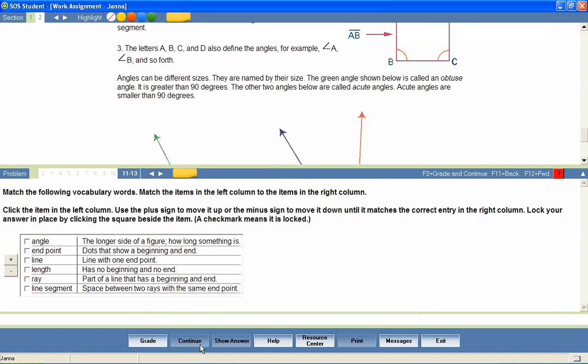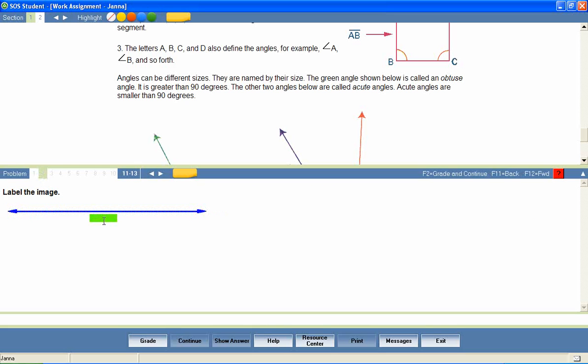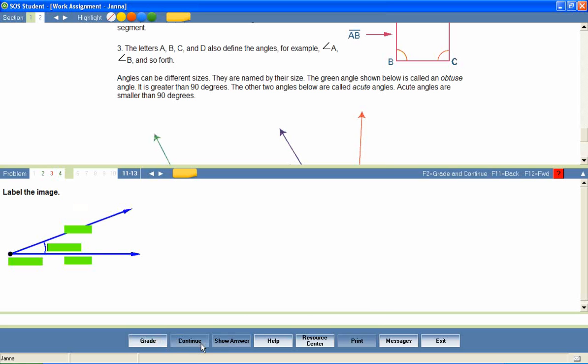At the end of the lesson, the student is presented with a series of questions that provide a review of lesson content. Questions are presented in a variety of formats, including matching, fill-in-the-blank, click-and-place, essay questions, and many more. 85 to 90% of student work is graded instantly by the program.